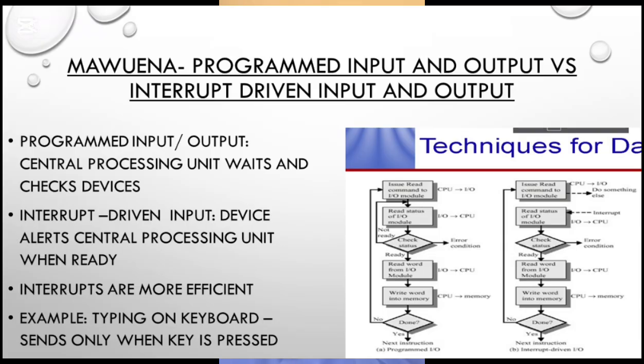Computers use something called buses. There are three types of buses: data bus for sending data, address bus for sending location, control bus for sending instructions. These buses help input and output devices work together with the CPU smoothly.